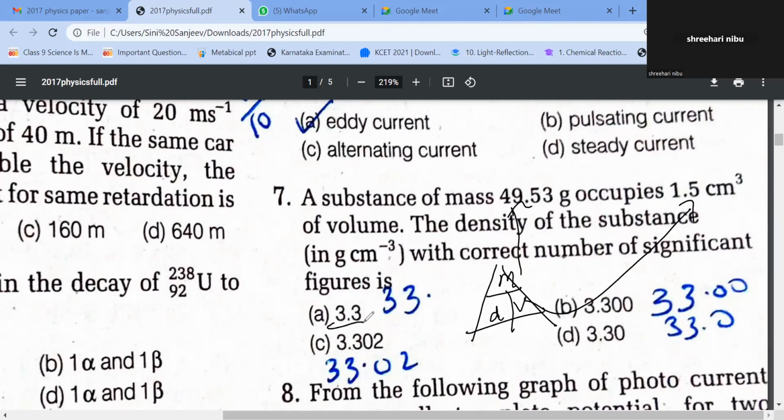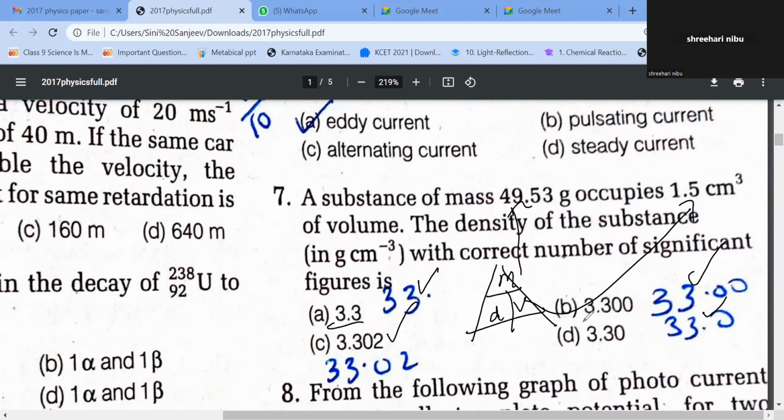And one more thing in the options, I just want to show you. Here it is 33.00, here it is 33.02 and here it is 33.0. The options are not the ones written in blue color. So then it will be 33.0. Which option? Option B or D?